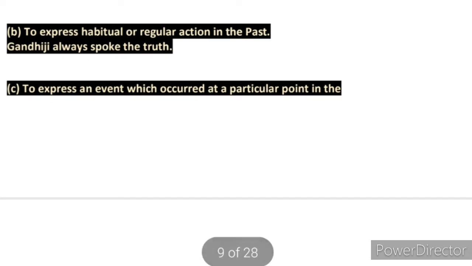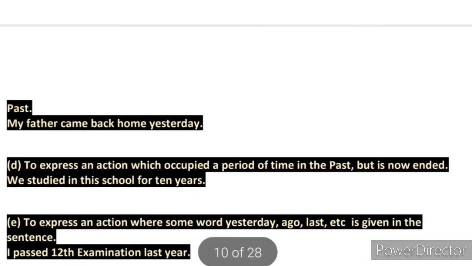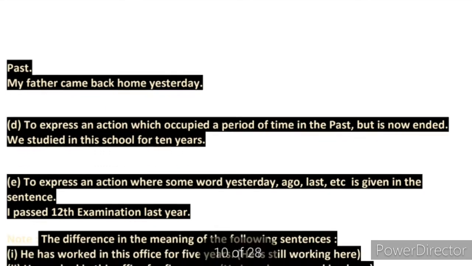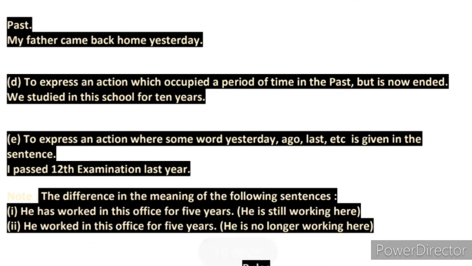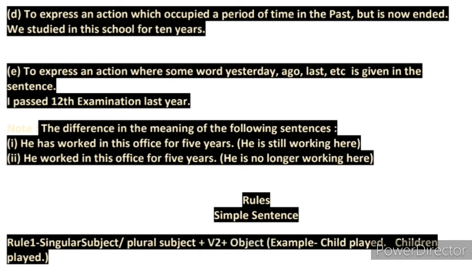Next, to express an event which occurred at a particular point in the past. For example, my father came back home yesterday. Next, to express an action which occupied a period of time in the past but is now ended. For example, we studied in this school for 10 years. Next, to express an action where some word like yesterday, ago, last is given in the sentence. For example, I passed 12th examination last year.